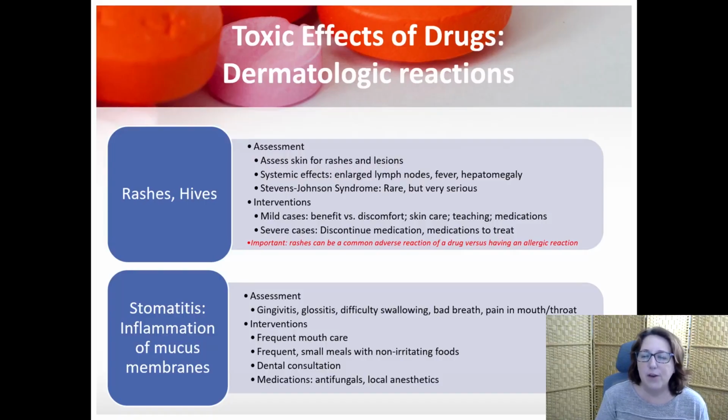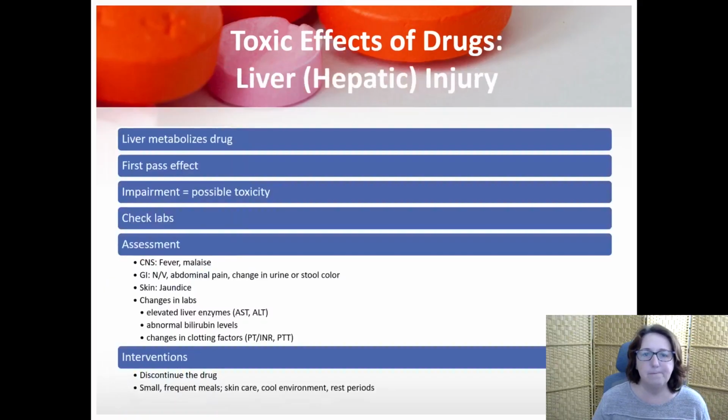What we're going to do here is frequent mouth care, frequent small meals with non-irritating foods. So, nothing spicy in there. We don't want to use really hot temperature foods, nothing rough like potato chips. Getting a dental consultation can help. And then medications for the mouth, being antifungals and local anesthetics, which can numb up the mouth, especially when eating, can be helpful.